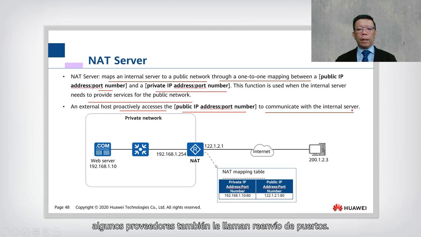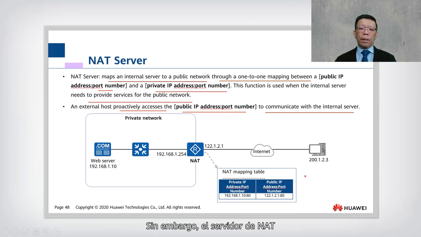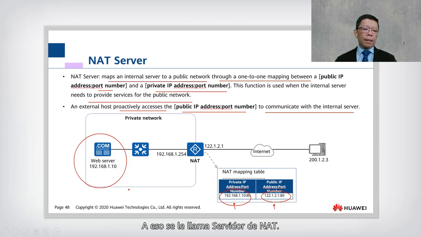Some vendors also call this port forwarding. The concept is very similar to static NAT, except that static is purely based on IP, while NAT server is based on both IP address and port number. Here I have a public IP 122.1.2.1 with port number 80, but I'm not interested in going to the router web server. I will map it back to my internal 192.168.1.10 port 80, where my web server is. This is called NAT server.